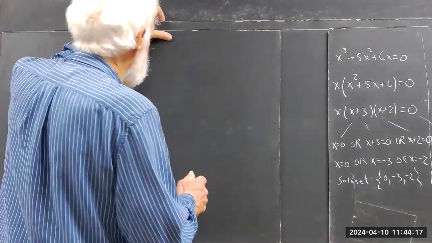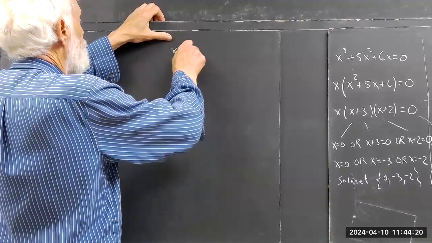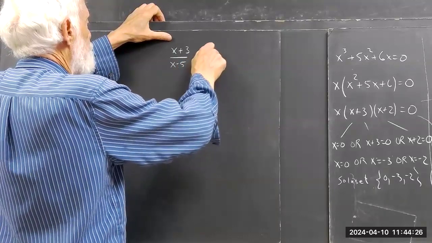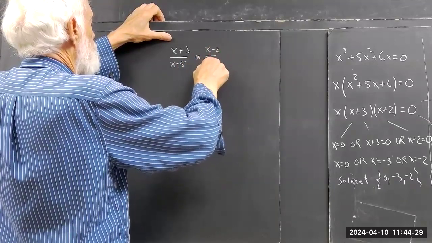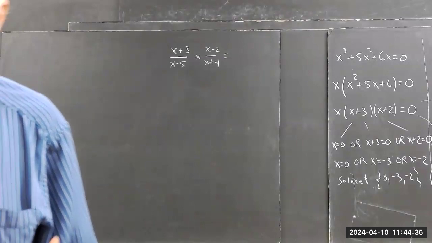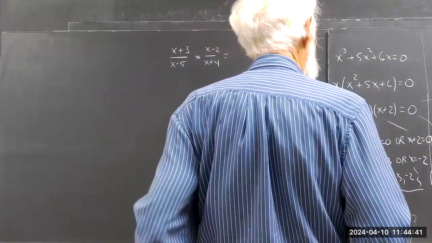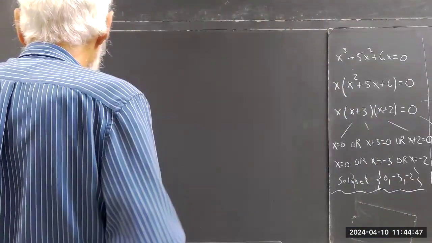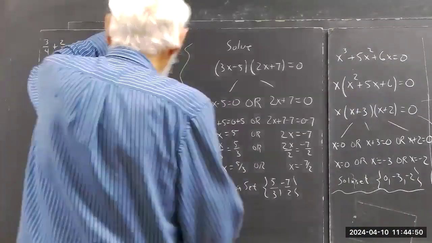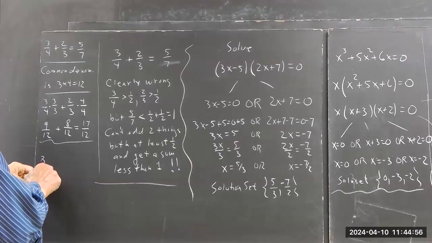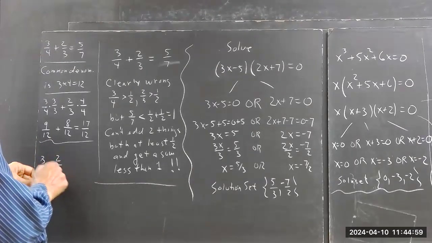Let's say now we have (x plus 3) over (x minus 5), and we want to multiply that by (x minus 2) over (x plus 4). What do we get? Now let's just review just a bit more, make sure we understand. Let's flip over to the back side here. What is three-fourths multiplied by 2/3?